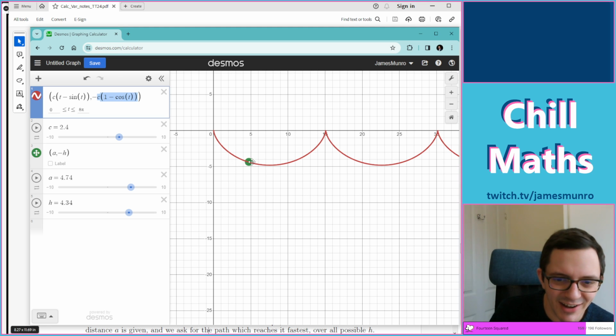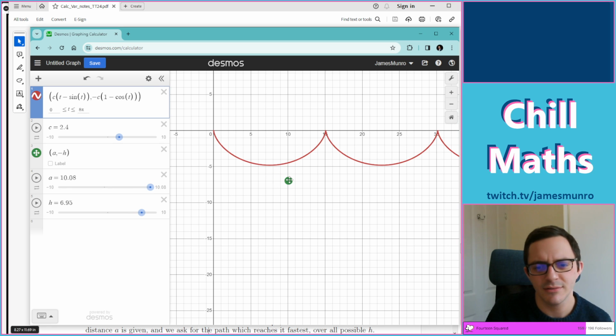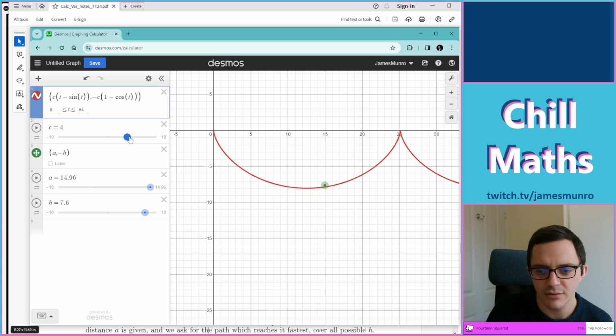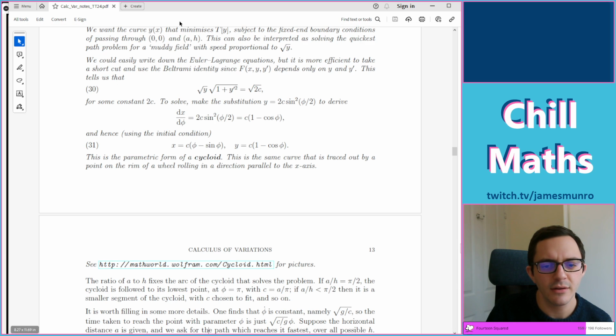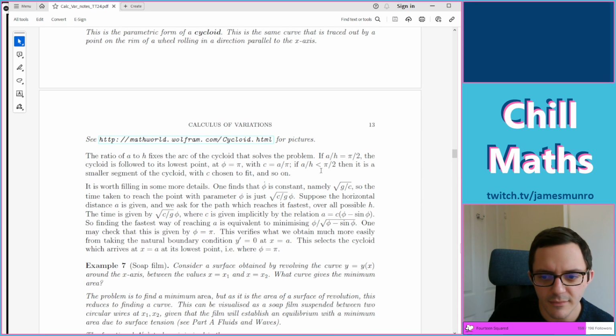I want it so that I can drag the green point around and the red curve follows to always go through. But if I put it over here, then... Oh, you just make C larger. Make it come back up again. Yeah, depending on the ratio. If A over H is bigger than pi over 2, I think it's interesting because it comes back up again.